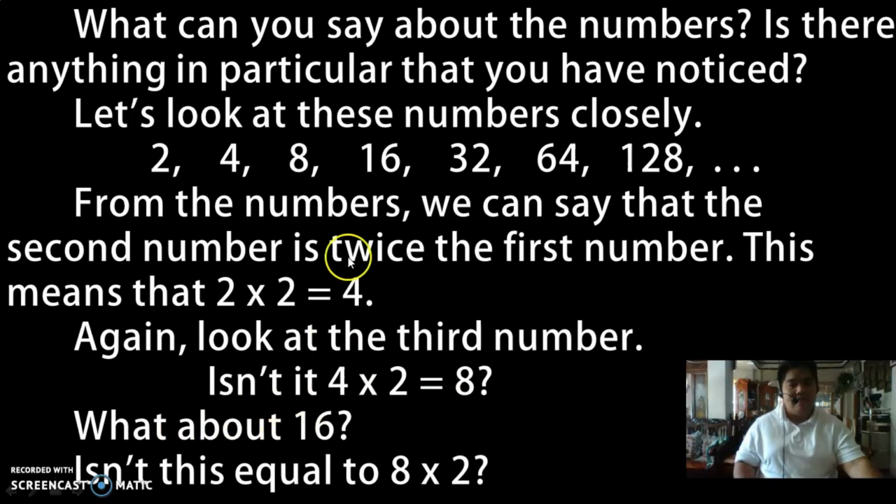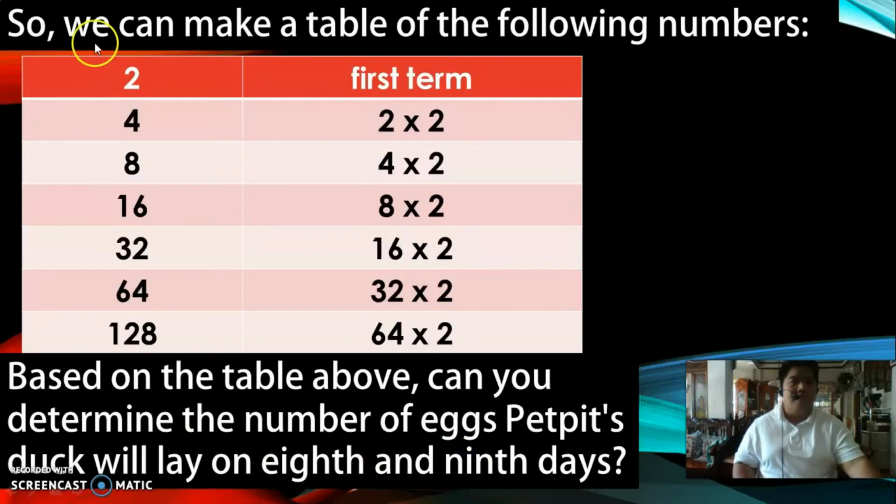What about 16, the fourth number? Isn't it equal to 8 times 2? Now, we can make a table of the following numbers. 2 for the first term, 4 for the second term, and that is 2 times 2, 8 for the third term, 4 times 2, 16, that is 8 times 2 for the fourth term, 32 for 16 times 2 for the fifth term, for the sixth term, 64, that is actually 32 times 2. And for the seventh term, 128, that is actually 64 times 2.